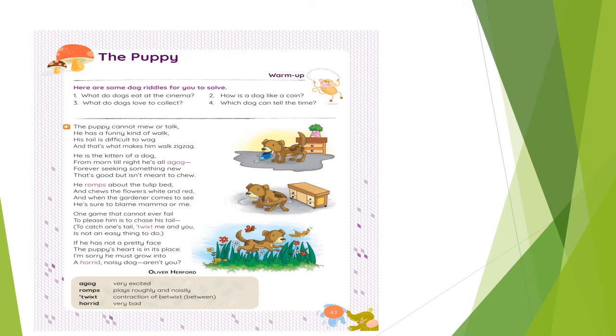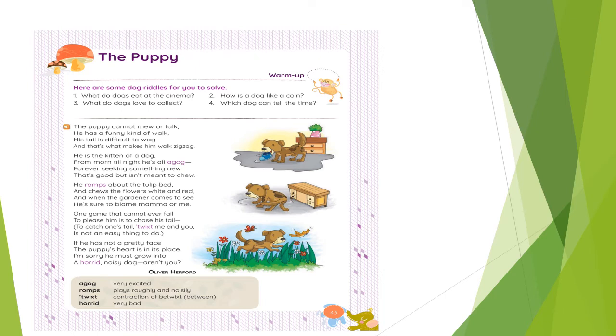Now let's read the poem together again and then we'll move on. Okay? The Puppy by Oliver Herford. The puppy cannot mew or talk. He has a funny kind of walk. His tail is difficult to wag, and that's what makes him walk zigzag. He is the kitten of a dog. From morn till night he's all agog, forever seeking something new that's good but isn't meant to chew. He romps about the tulip bed and chews the flowers white and red. And when the gardener comes to see, he's sure to blame Mama or me.